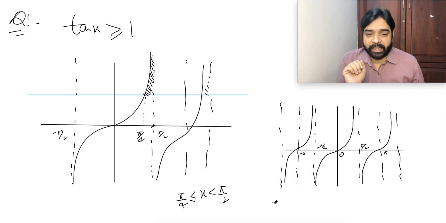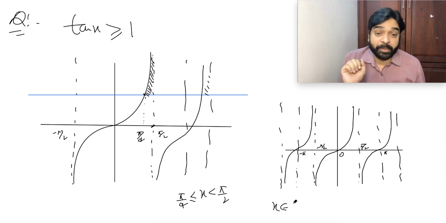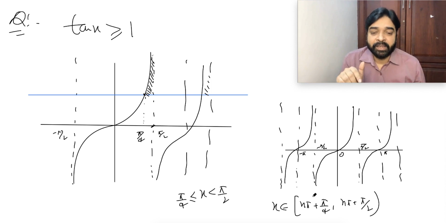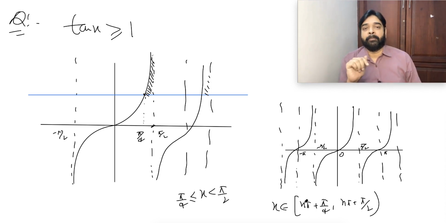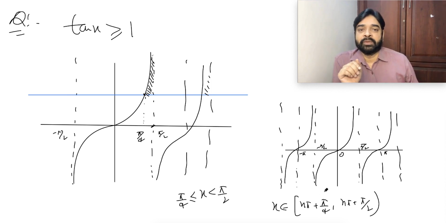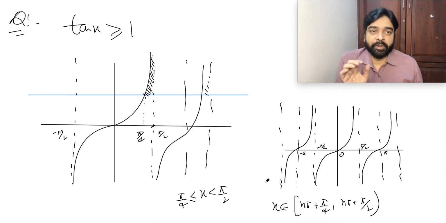So I will say that x will lie between, and it's periodic with period pi. So we'll say the interval closed at n pi plus pi by 4 and open at n pi plus pi by 2. That means for the question I gave earlier, the open bracket will come here. How many of you got it? Okay, is this clear to everybody?